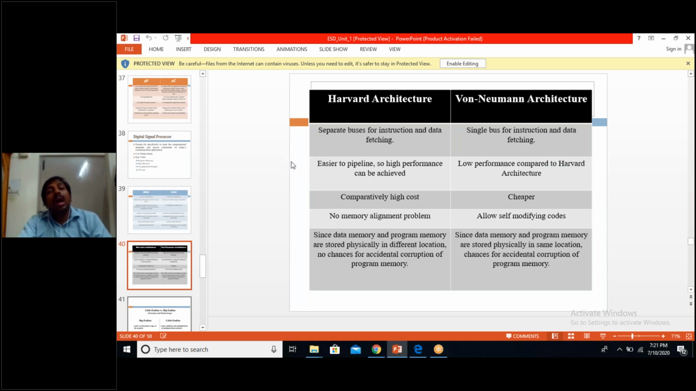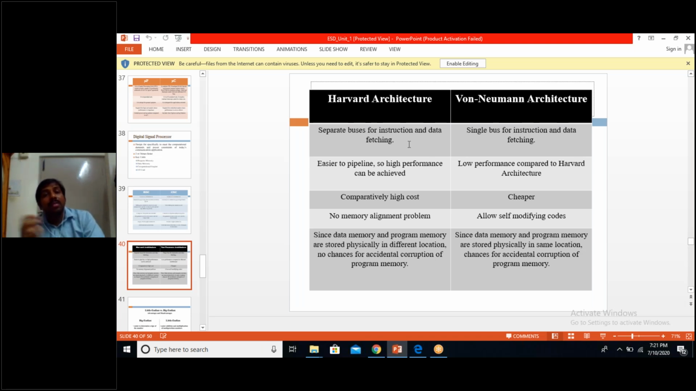So we are seeing what is a Harvard architecture and what is a von Neumann architecture. Harvard architecture is having separate buses for instruction and data fetching. Your processor internally is having an arithmetic logic unit and a memory control unit. The arithmetic logic unit is going to do some operations. So for that, data is fetched from the memory, instruction is fetched from the memory, and the instruction is decoded. Then based on that, it is processed, and again the result is stored in the memory.